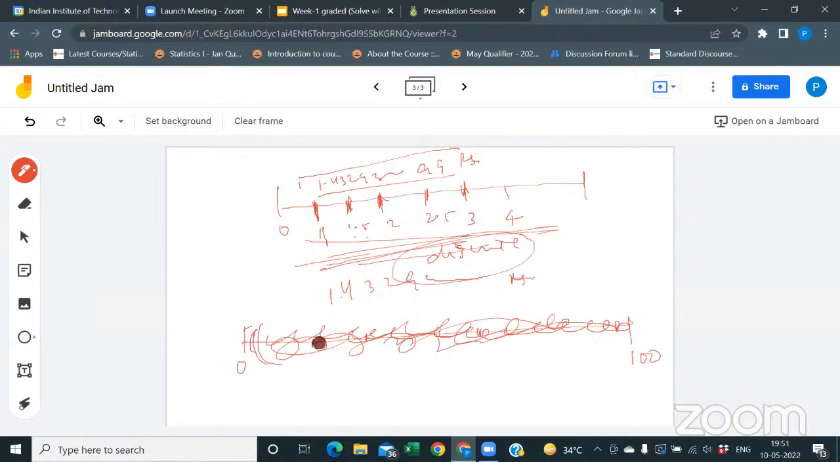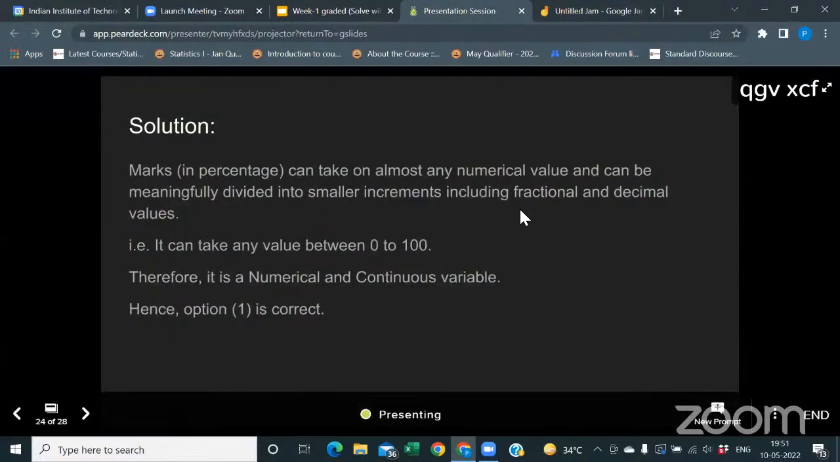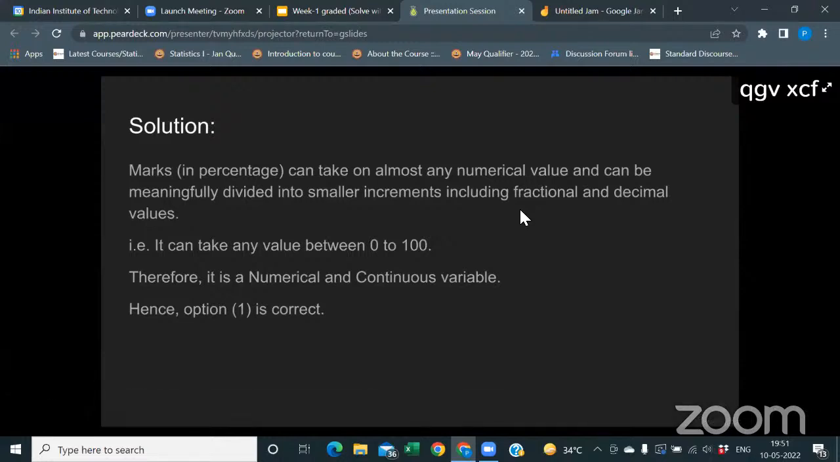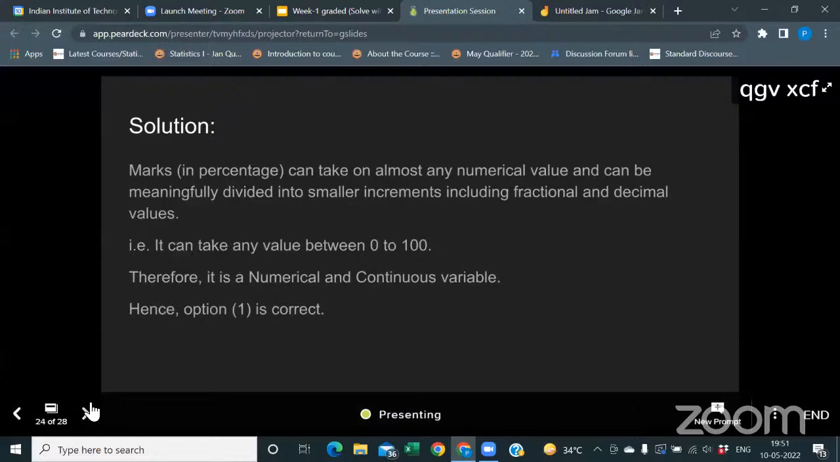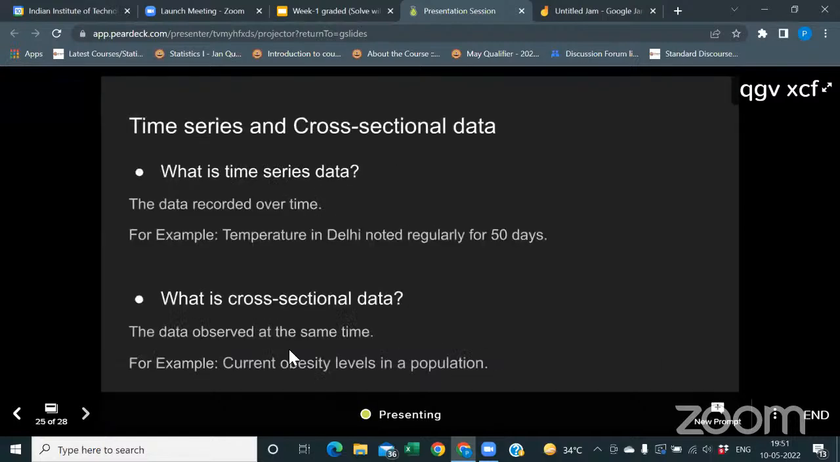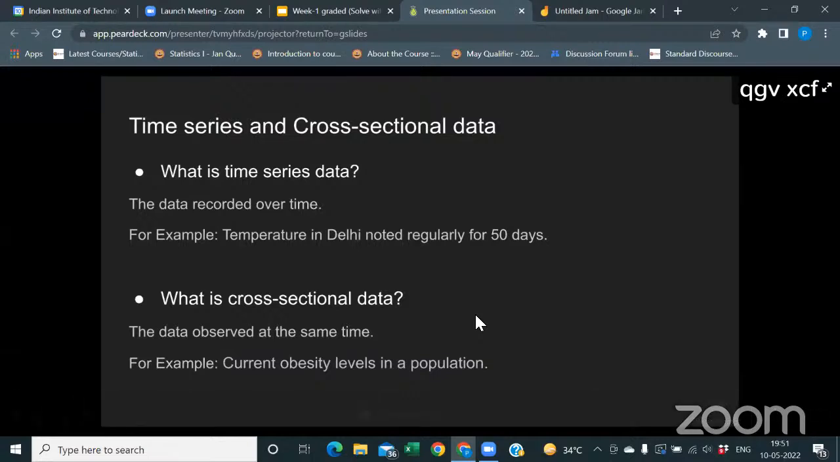And continuous means it can take any values between the two intervals, and measurement is involved. Suppose I'm saying height of a person, you can measure in centimeter. Weight of a person, you can measure in kilogram. Speed of a vehicle, you can measure in kilometer per hour. So discrete takes distinct values, whereas continuous takes any value. For discrete you can count, and for continuous, you can measure. There is a difference between counting and measuring. Okay, sir.